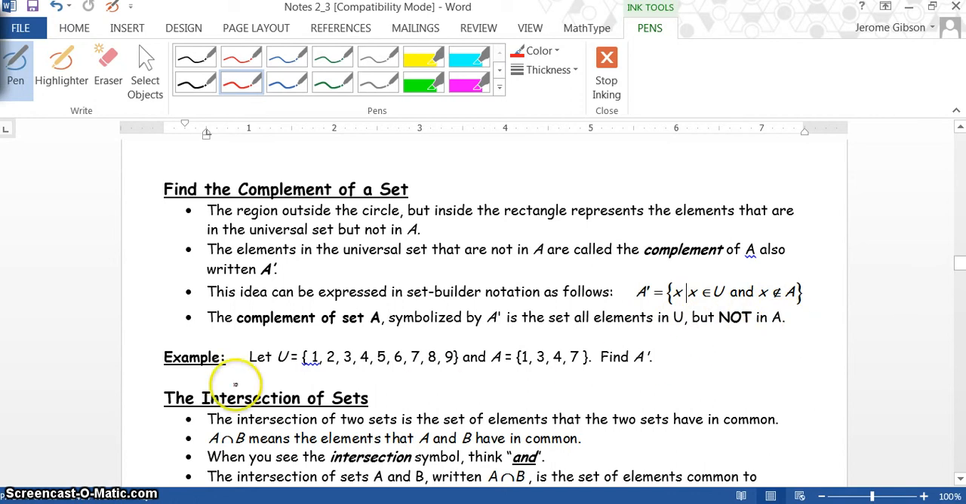Example, we have the universal set of 1, 2, 3, 4, 5, 6, 7, 8, 9. And then we have set A, which is 1, 3, 4, 7. It says find A complement. So what we would do is A complement would be all these other numbers that are not in A. So we would have 2, 5, 6, 8, and 9. That would be our A complement.